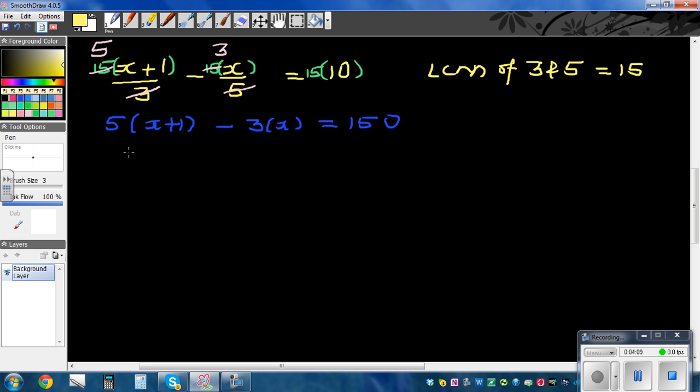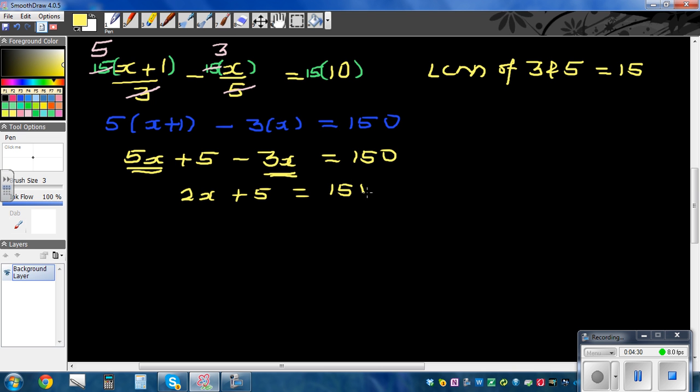So this is 5 times x, which is 5x. 5 times 1 is 5, minus 3x is equal to 150. Now you've got 5 lots of x, take away 3 lots of x. Well, that is 2x plus 5 is equal to 150. Taking away 5 from both sides, if you take away 5 from this side, you have to take away 5 from this side. So, well, this is 2x is 145.